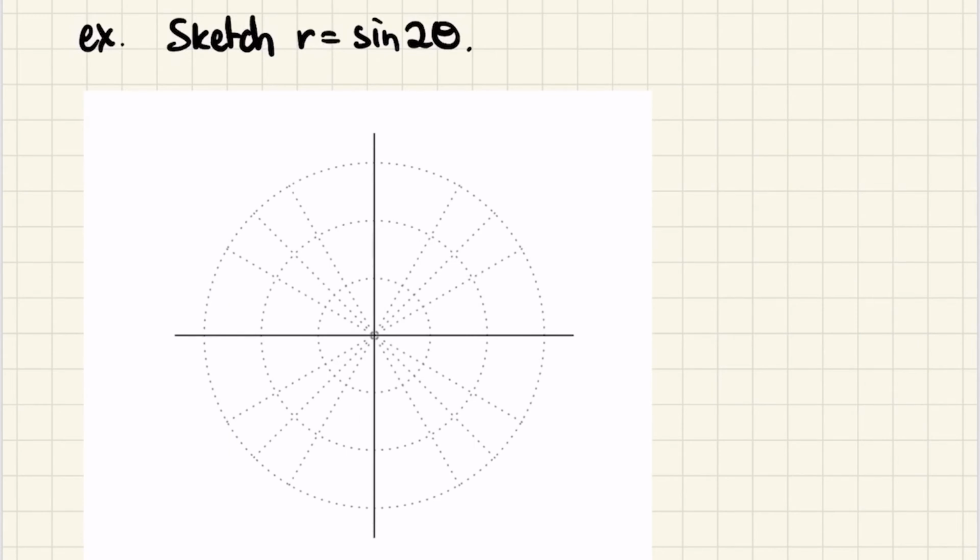All right, let's sketch r equals sine 2 theta. So let's just dive right in. What we're going to do is just walk through this guy by plugging in theta values 0, pi over 6, pi over 4, pi over 3, pi over 2, etc., all the way around until we can get a really clear picture of what this thing looks like. So let's start with 0. So sine of 0 is 0, so we're going to start right at the origin here.